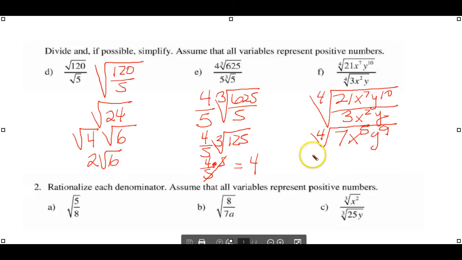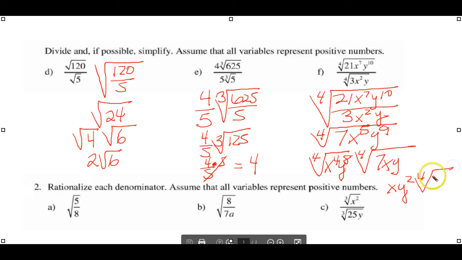And then we go and separate that into perfect fourths. And 7 doesn't, so we put the 7 over there. But x to the 5th, we can take x to the 4th and have an x left over, y to the 8th and have a y left over. So then this, when we take the fourth root of it, is x y to the 2nd, and then the fourth root of 7xy. And that looks good.